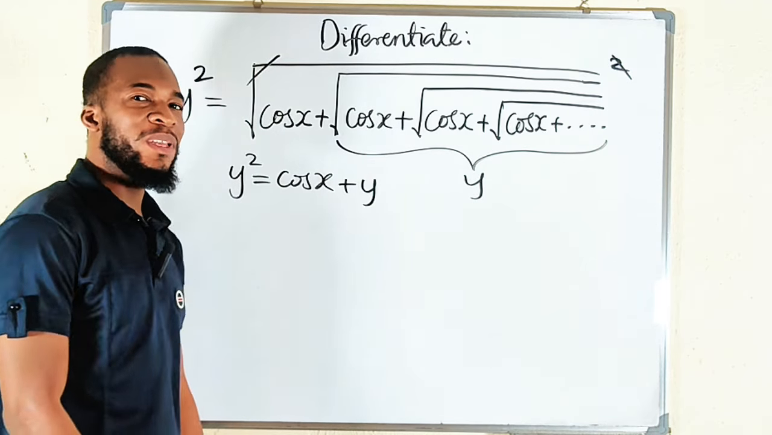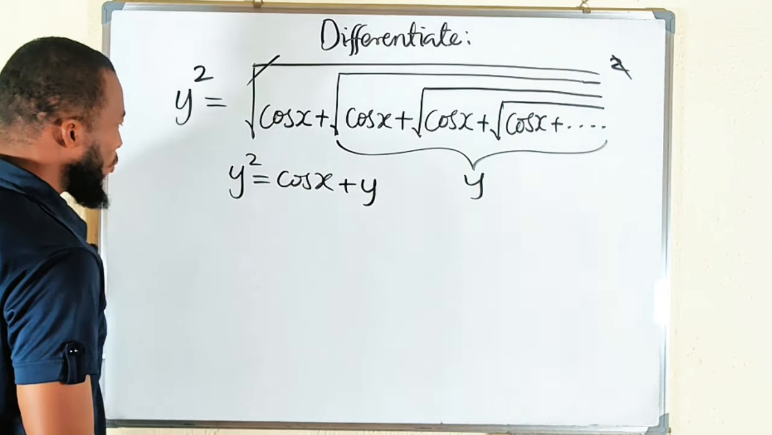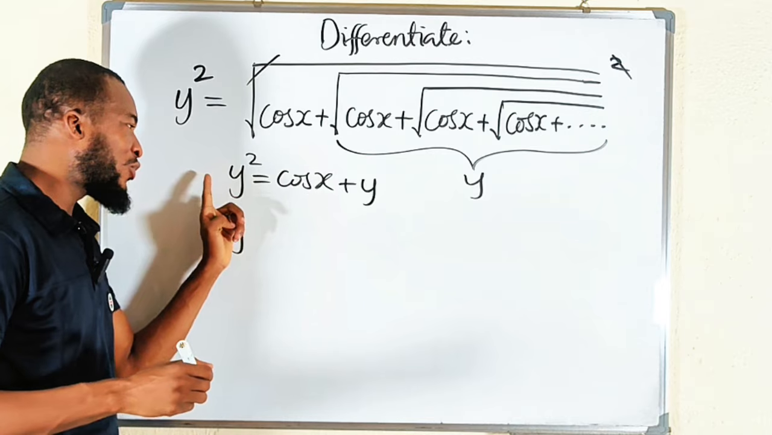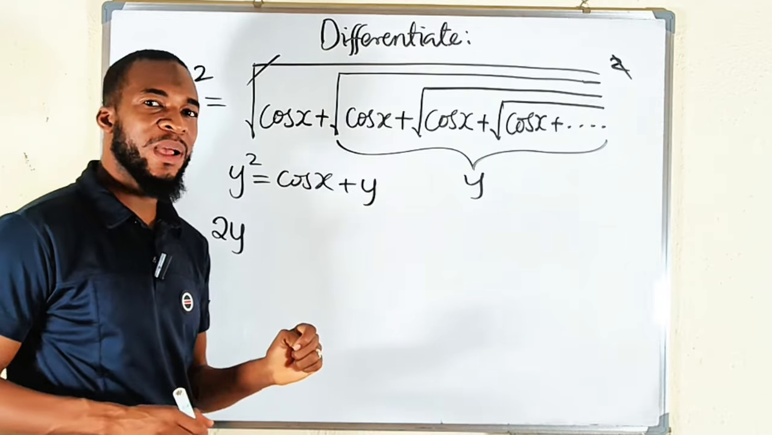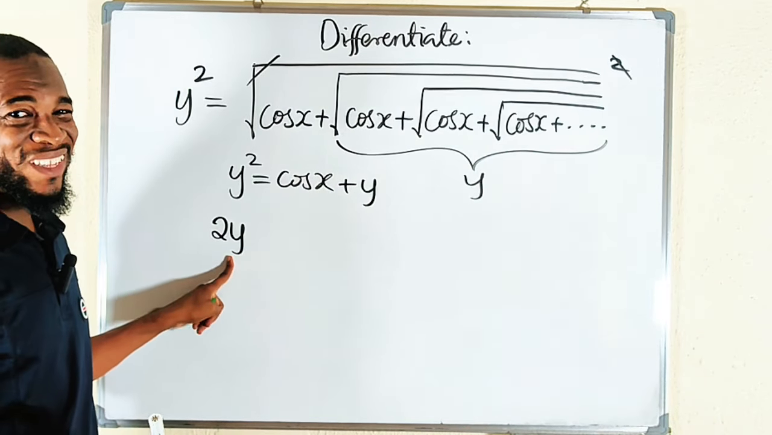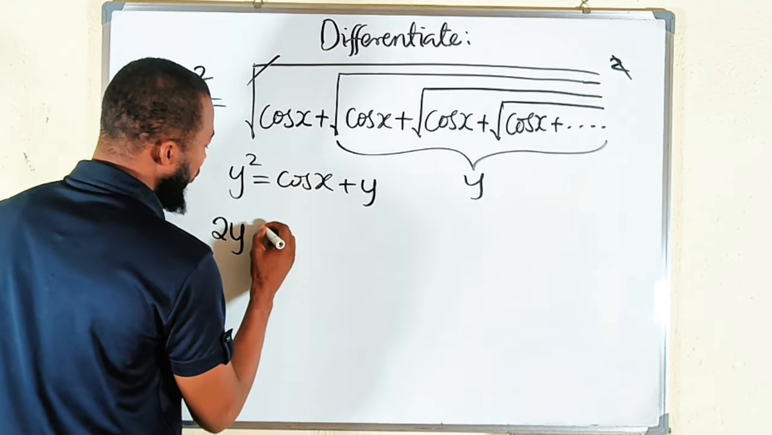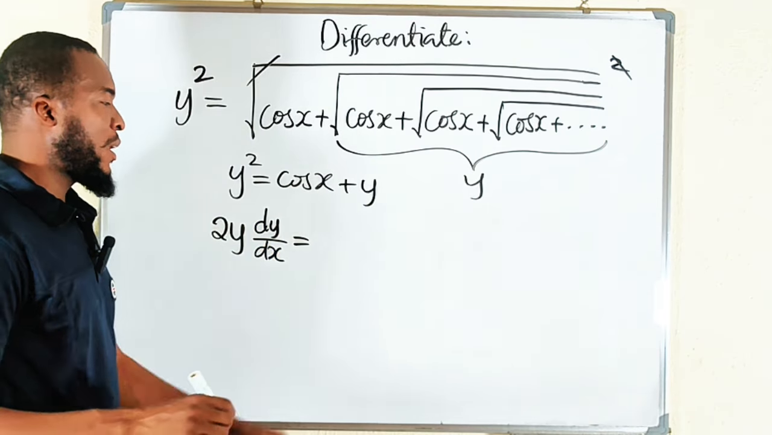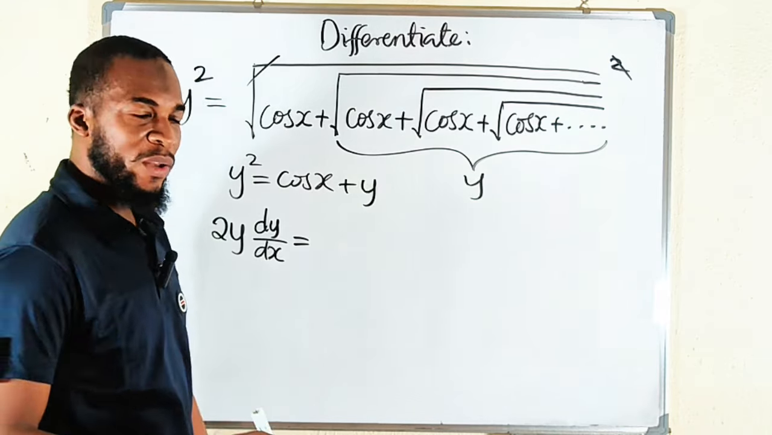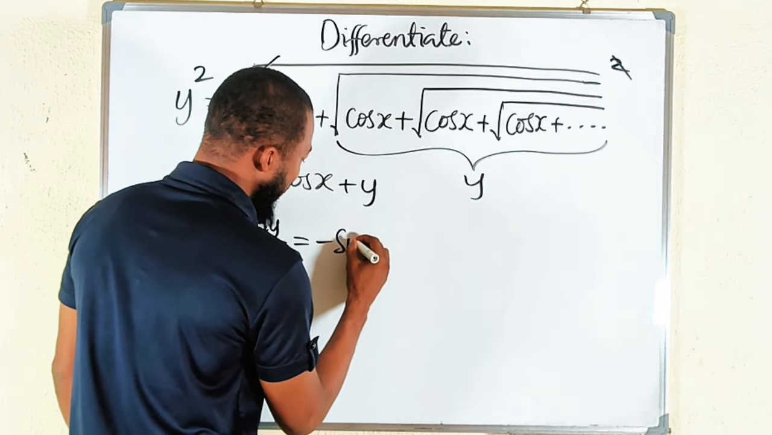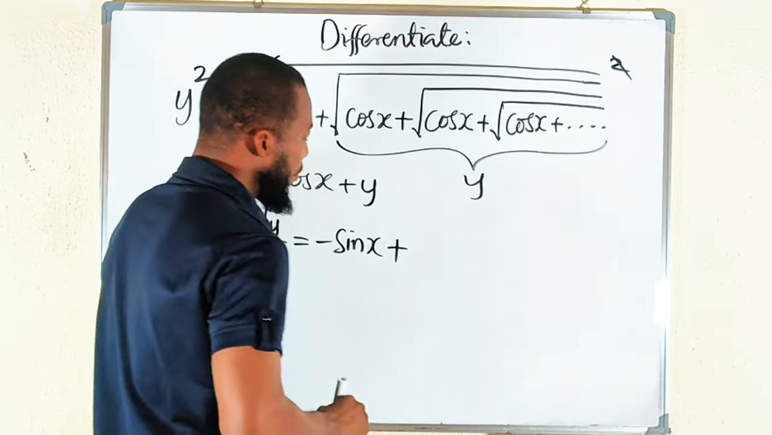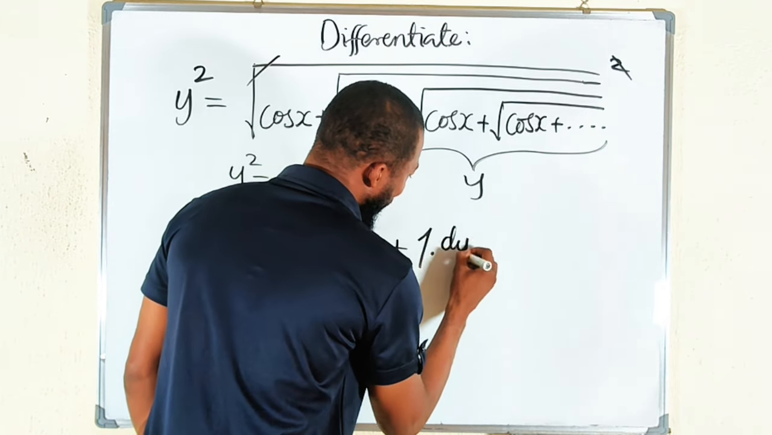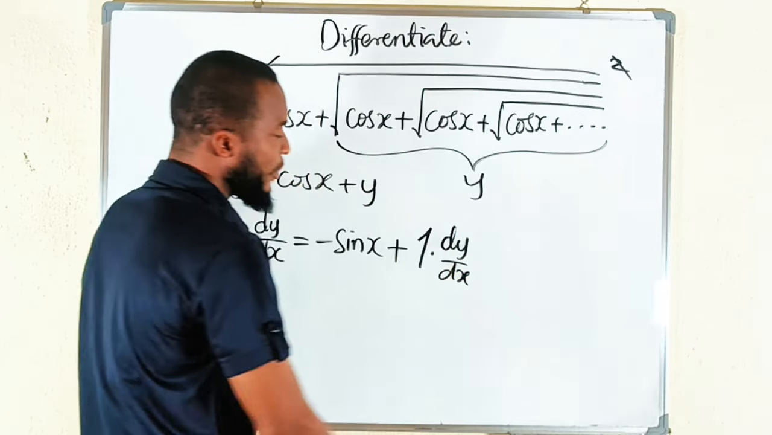Now we are going to differentiate. Differentiate y squared, you're going to get 2y, right? The 2 will drop down to multiply. You reduce the 2 by 1, it becomes 1. But remember that y is a dependent variable. You have to multiply by dy over dx, equal to, you differentiate cosine x, you're going to get what? Negative sine x. You differentiate y, you get 1. But multiply by dy over dx since it is a dependent variable.